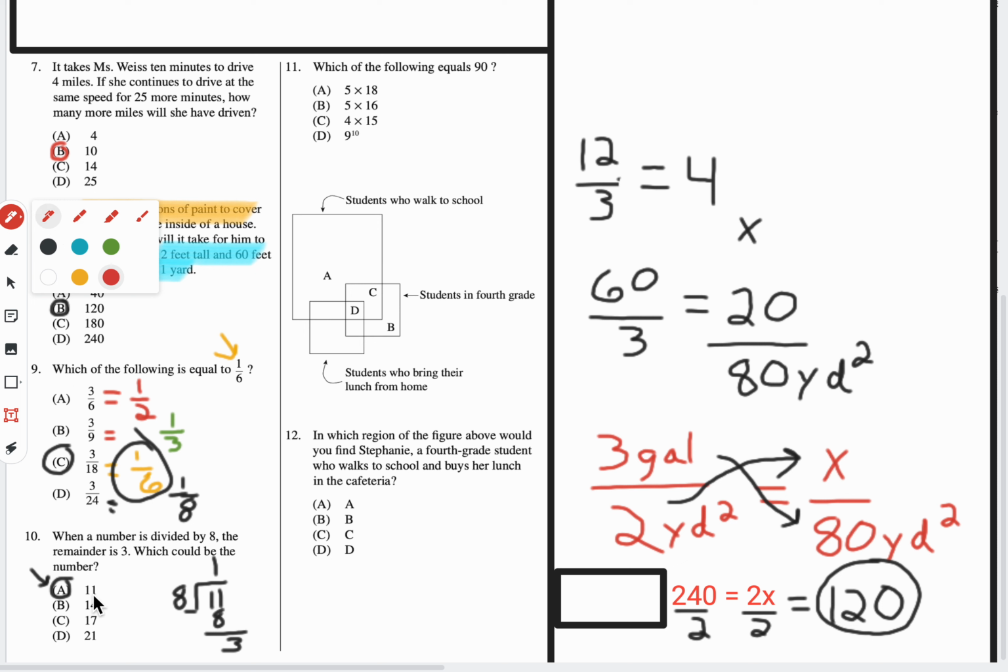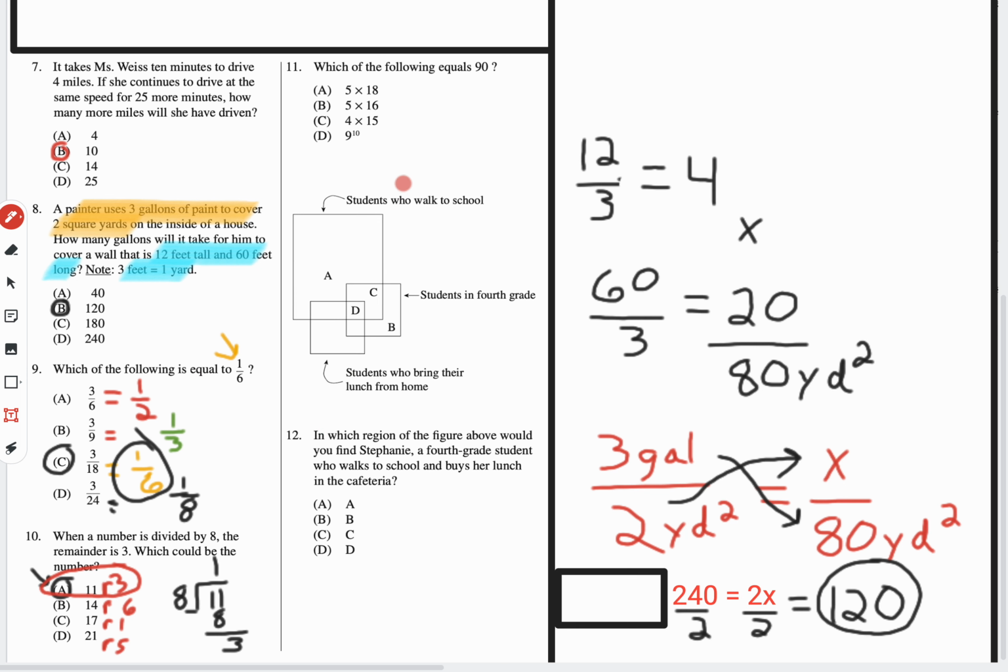On these types of problems, we may even want to write R3, R6, R1, R5 for each, when we have time to check every one of them and keep up with the remainders by writing them down next to the number. We need a remainder of 3. The answer choice is A. A is correct. Number 11, which of the following equals 90?